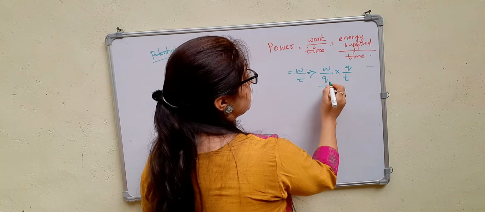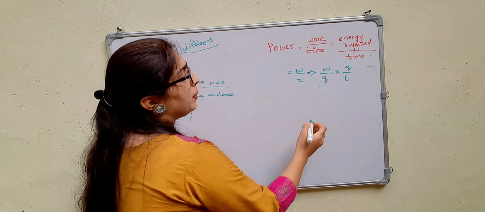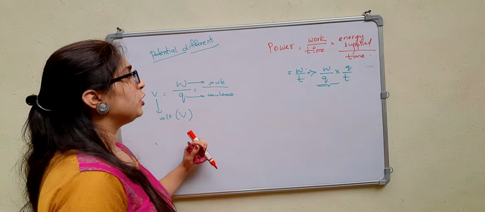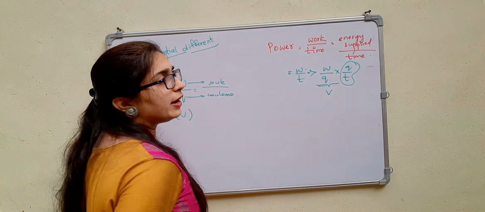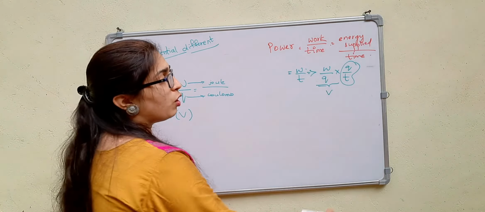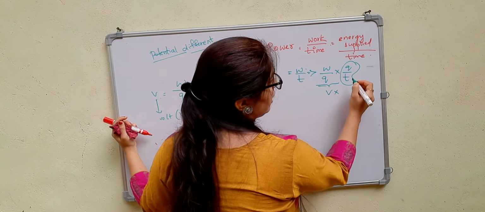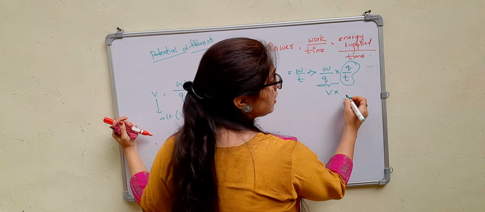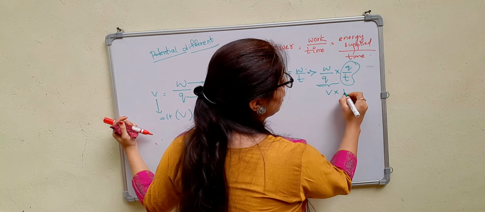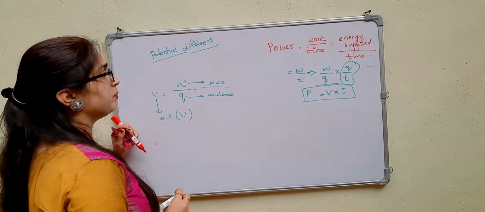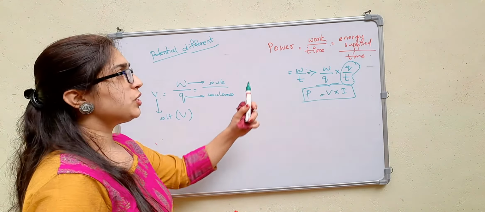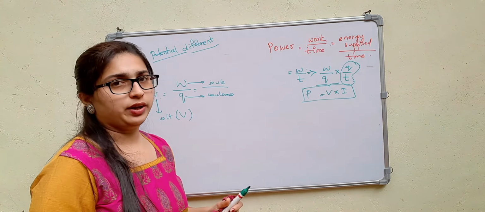So what happens? You will be getting this. This is nothing but your V, right? What is Q by T? Rate of flow of electrons. It's charge by seconds, right? So it will be your current. So P is equal to V into I. Okay. So the energy and the work, they are equivalent.